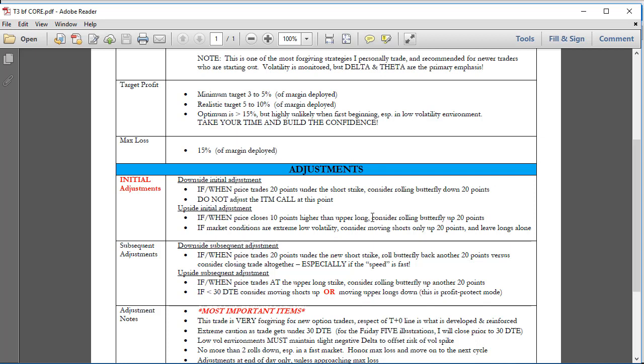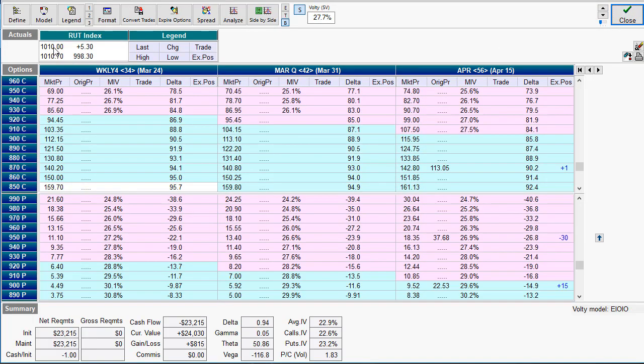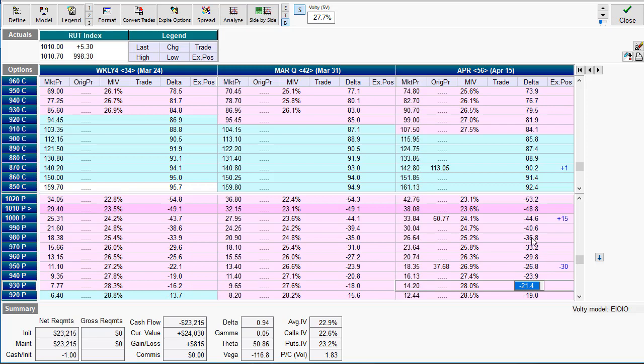Notice it doesn't say mandatory, must do that. It says consider it. All right, and that's how you develop the awareness of how this trade reacts. Right here, the upper long is 1,000. We are currently at, in the Russell, 1010. It's a Friday. It's going into the weekend. Just because it says, well, we're 10 points above our upper long, I must do something.